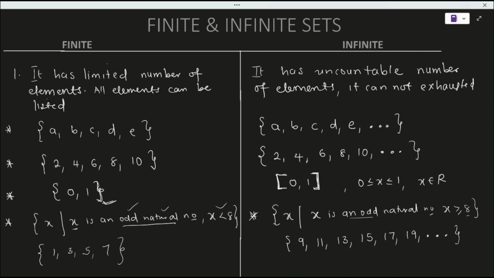So this set is infinite because it is uncountable, right? It cannot be exhausted. We keep writing. So this is basically how to differentiate between finite and infinite sets. If you have a limited number of elements, then it's finite. Unlimited number of elements, then we have infinite sets. So I hope this tutorial is clear.